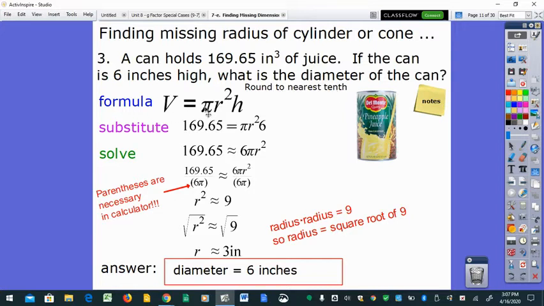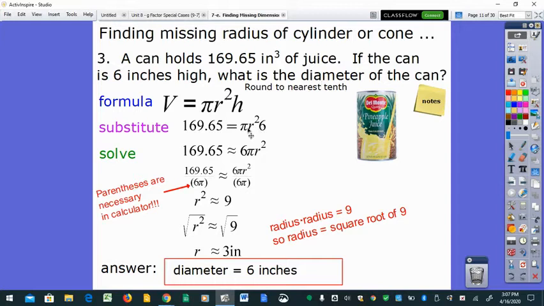First thing I'm going to do is write my formula with all the variables in there, that the volume of a cylinder is pi times the radius squared times the height. I'm going to go back to my problem, remembering that the 169.65 is the volume, so it's going to take the V spot. And the 6 is going to take the H spot. And we are looking for the radius, which will eventually give us the diameter in the end.